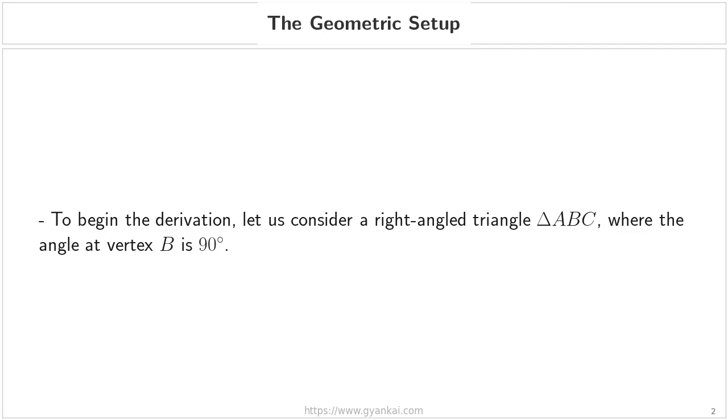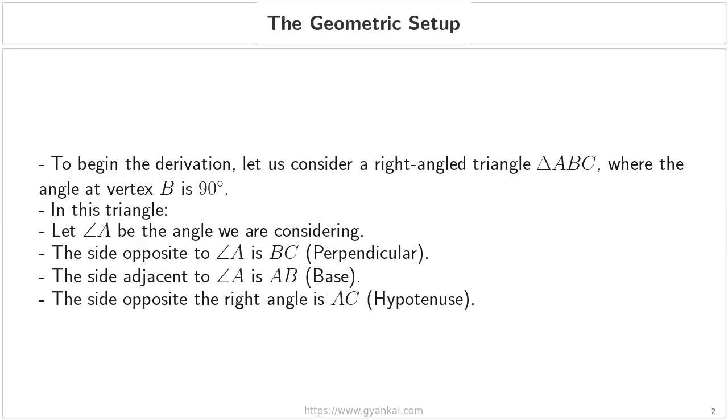The geometric setup. Now that we've established our goal of finding a new relationship between tangent and secant, let's set the stage for our derivation. To begin, let's visualize a standard right-angled triangle, which we'll call triangle ABC for our purposes. We will assume that the angle at vertex B is exactly 90 degrees. To make our calculations clear, let's label the parts of this triangle relative to the angle we are studying. Let angle A be the primary angle we are considering.